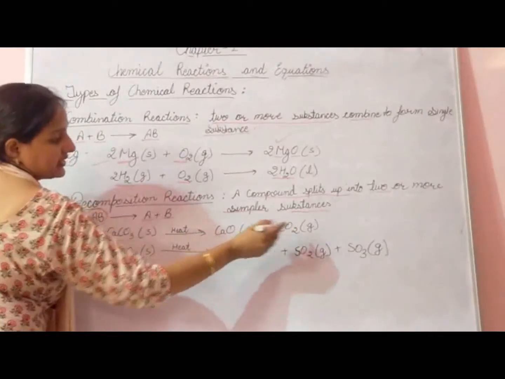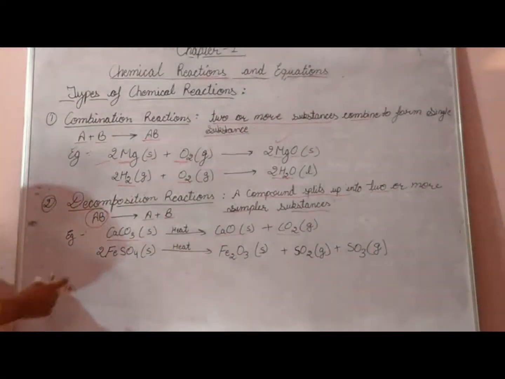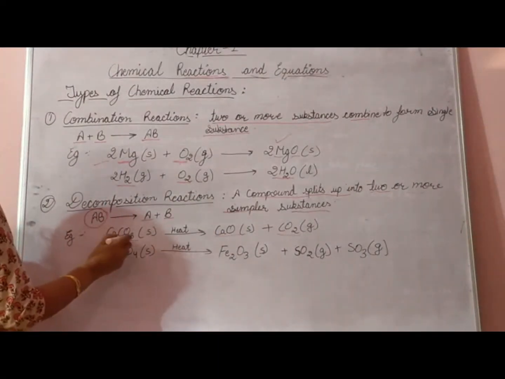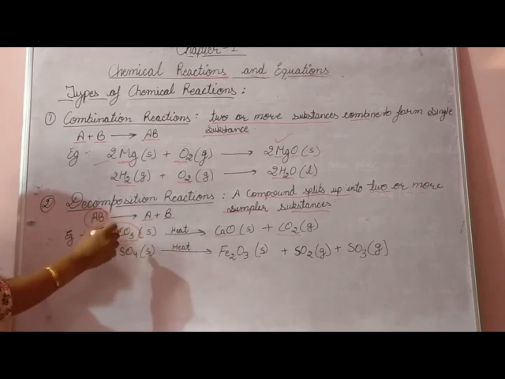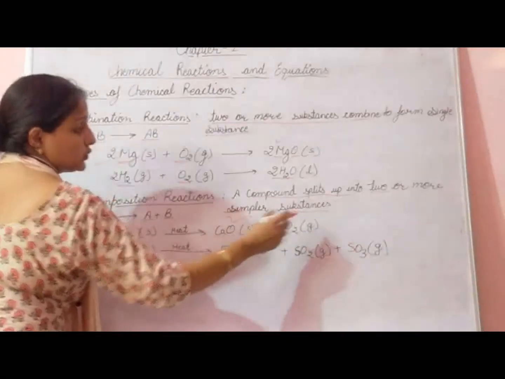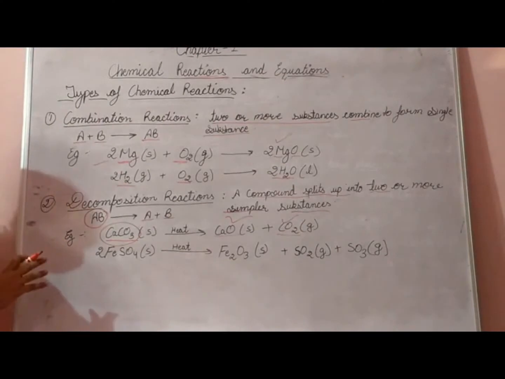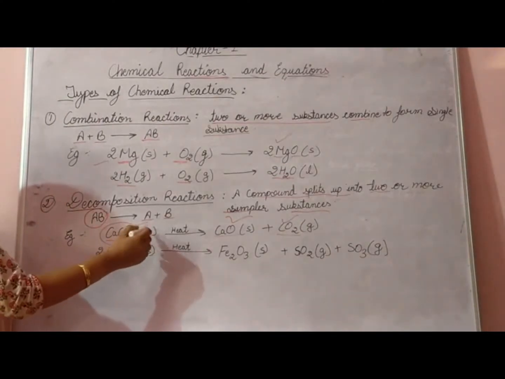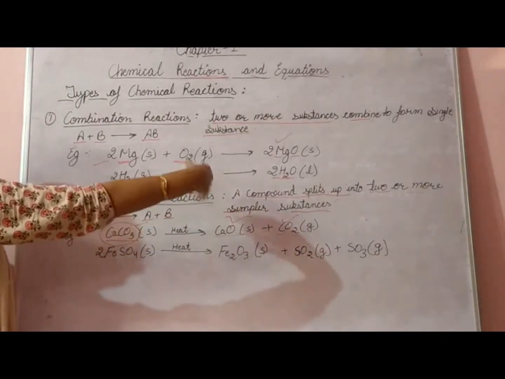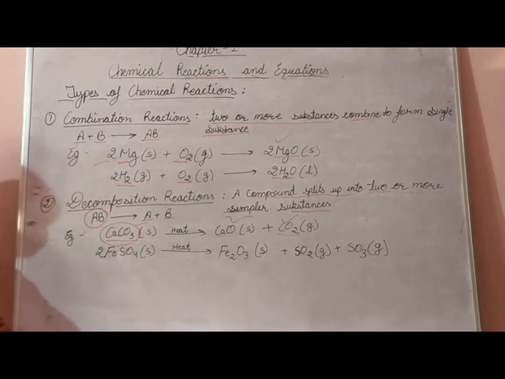Calcium oxide and carbon dioxide gas. That is CaCO3. This is a single compound. It results in two simpler substances here. So one is there at the reactant side and two or more can be there on the product side.